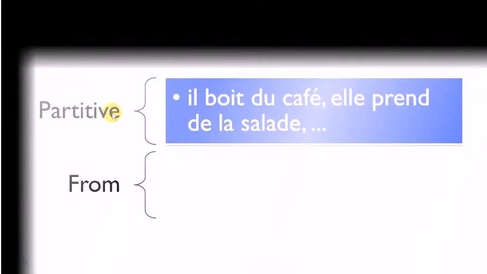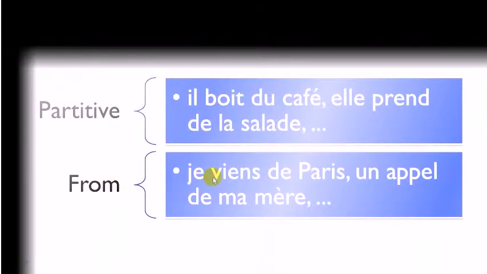The second use will be the translation of from in English. A few examples. Je viens de Paris. Venir is to come. I come from Paris. In that case, really this de would be translated with from. Un appel, so appel is a call, de ma mère, from my mother. So it's exactly this from concept in English.